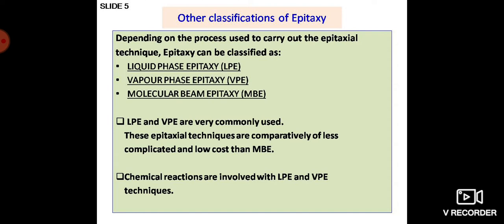Now, in these two techniques, chemical reactions are involved. You have to learn some chemical equations to describe the epitaxial process, which I will discuss in the upcoming slides. You must understand that all these processes are experimental processes. Practically, all these techniques are very complicated and sophisticated, and they are carried out in a highly pure atmosphere.